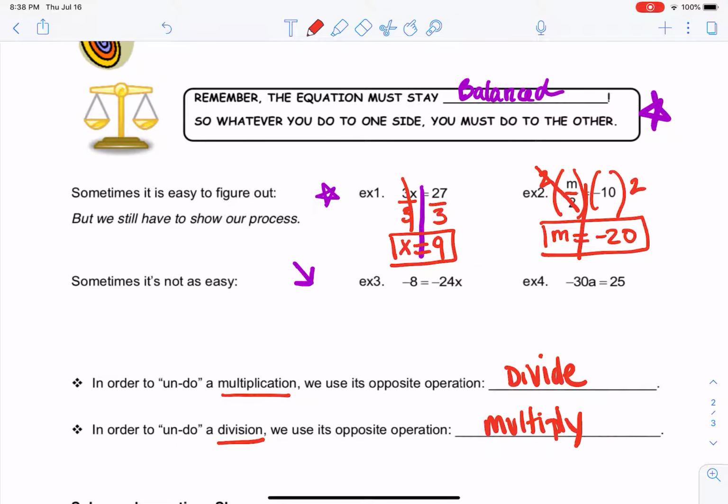Okay? Now, how I showed you the work here is how I want to see it on your paper as well. So be careful how you show it. Now, these two examples, like I said, you might have been able to do these in your head, but example 3 and 4 are a little trickier, and I'll show you why.